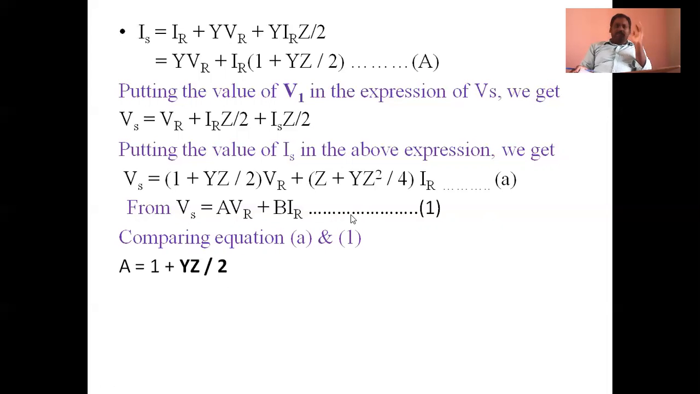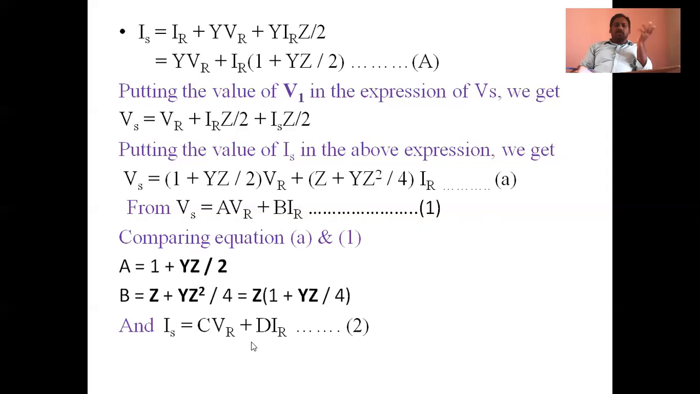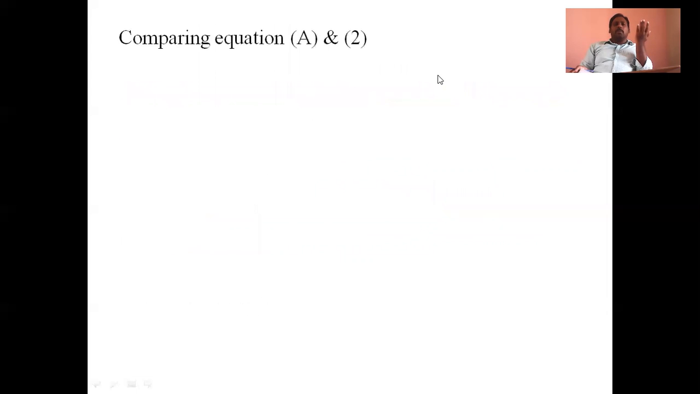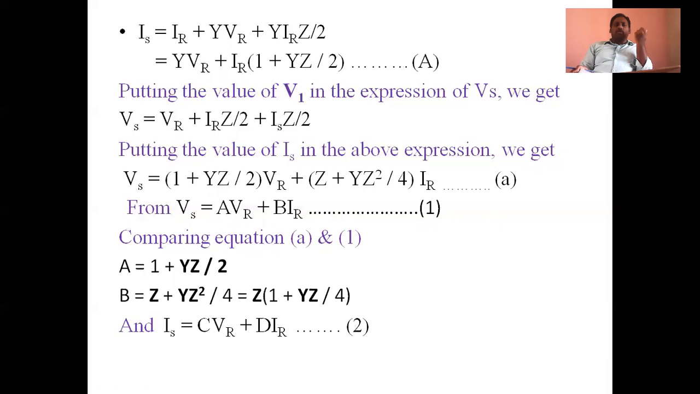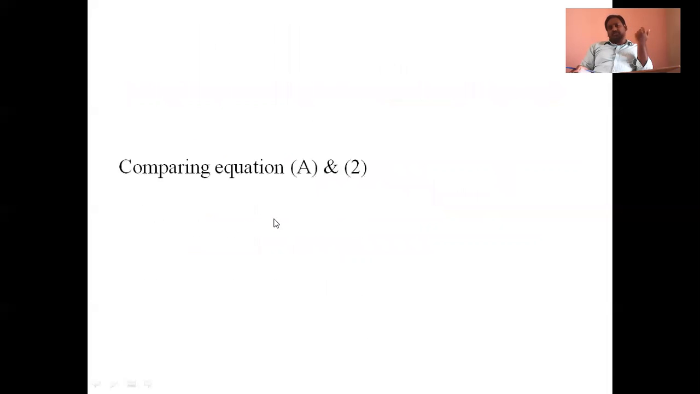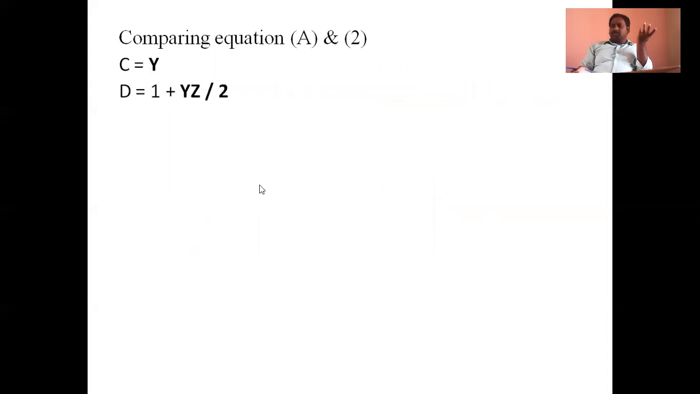At the same time, IS is equal to C into VR plus D into IR. This equation 2 can be compared with equation A. Then C is equal to Y, so C into VR, and D is equal to 1 plus YZ by 2.